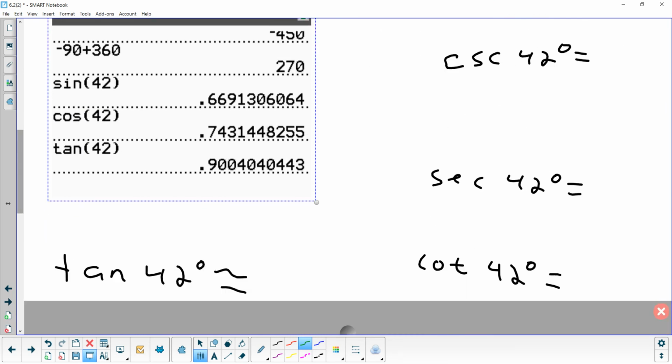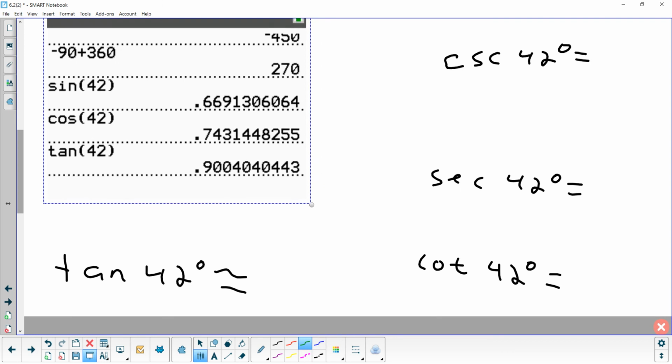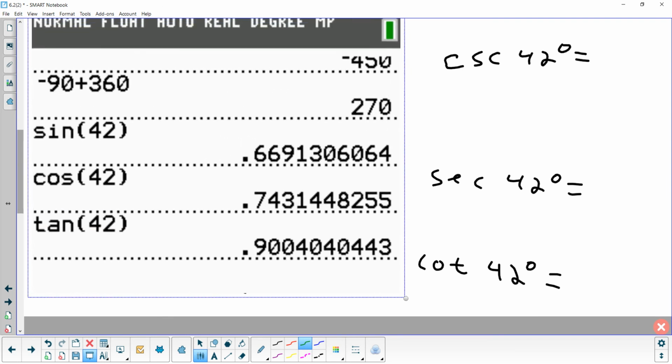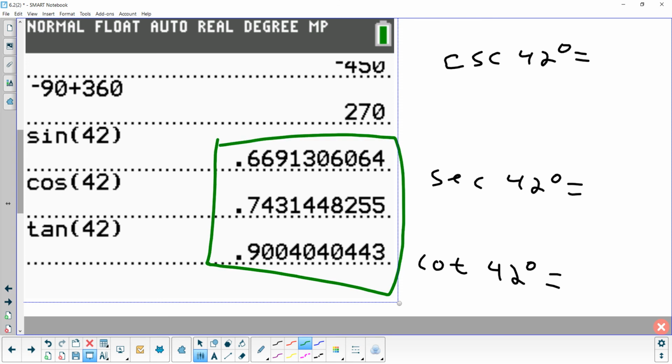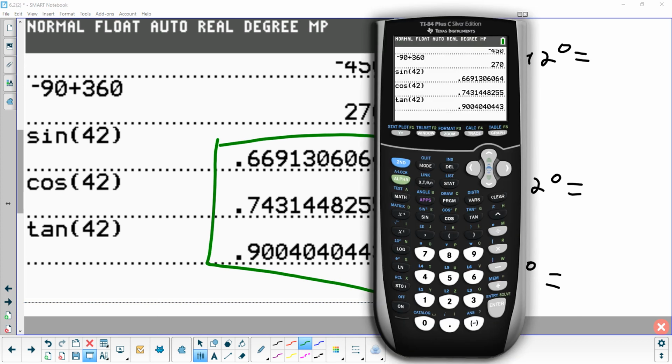Now, if you look at the calculator, is there a button on it that says CSC, SEC, or COT? Don't you just press the second key and then the sine button? If you press the second and the sine button, that's inverse trig. We're going to talk about that later after Christmas.